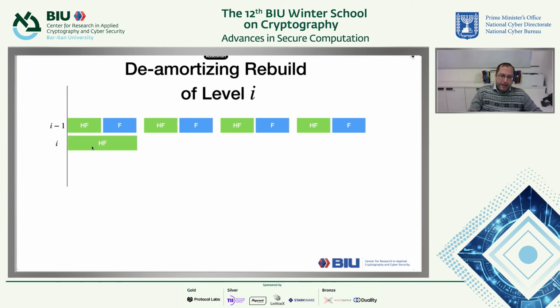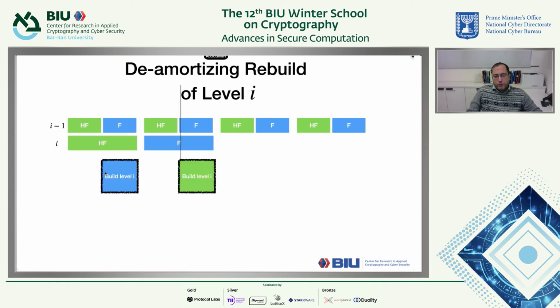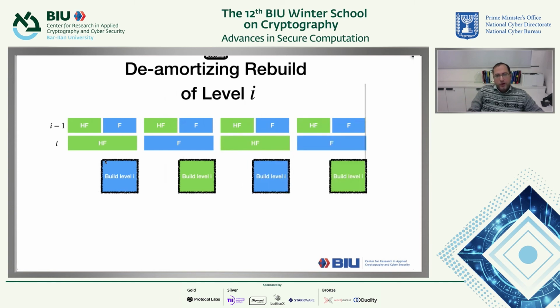Now, I'm going to look only at level I. If this is the lifetime, I'm going to build level I already at this point. I'm going to start the rebuilding of level I already after this level was built. I know exactly what elements I want to rebuild level I from, so I can start rebuilding level I far in advance. At this point, again, I can start rebuilding level I. I know far in advance before the deadline when to start to rebuild.